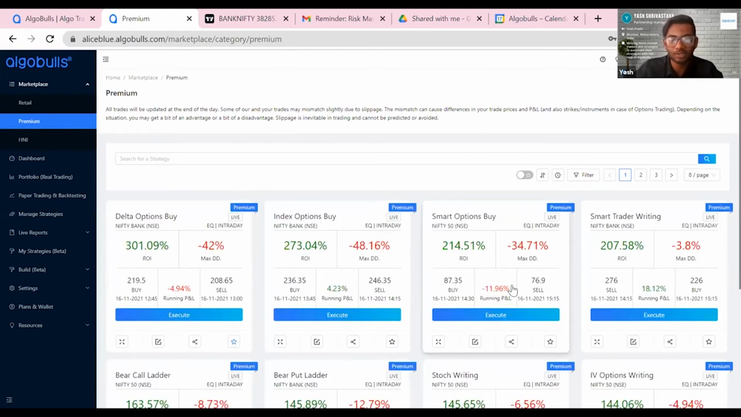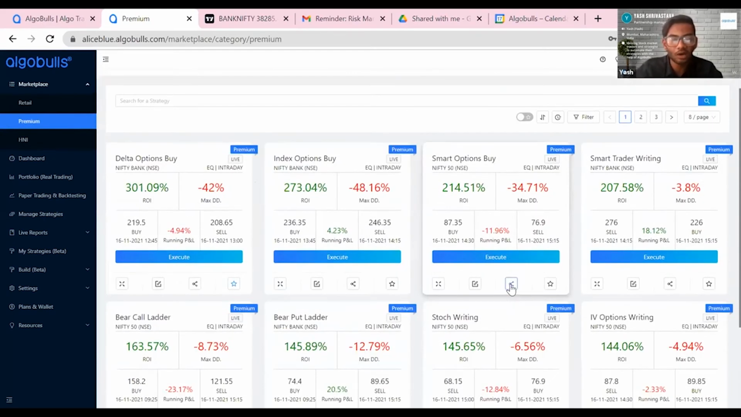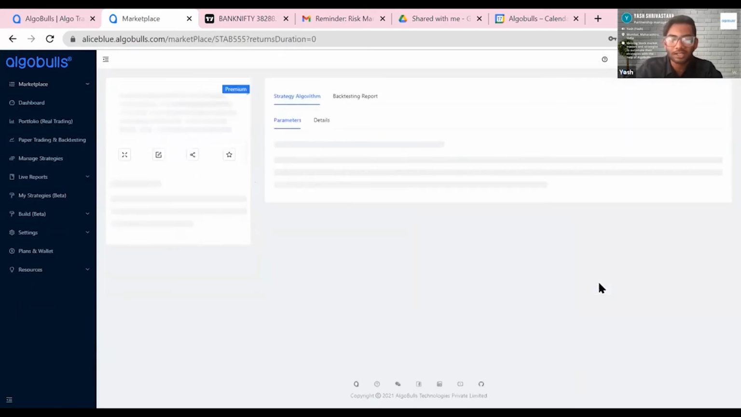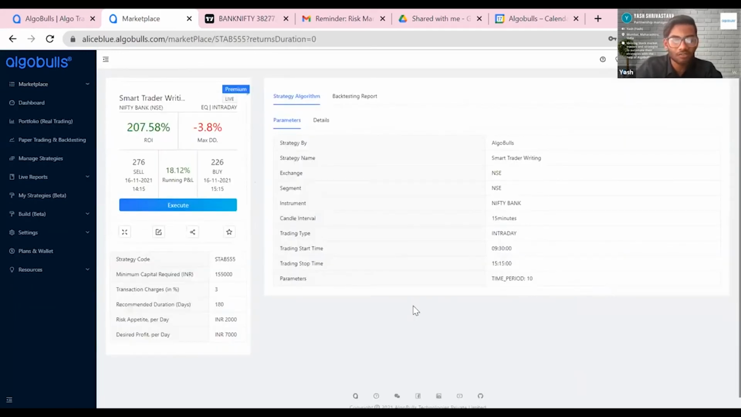I'll be showing you a strategy card and explaining how the risk is managed for the strategy and how everything is performed in the strategy. I'll be taking you through the Smart Trade Writer strategy, which is developed by AlgoBulls itself. The moment you expand the strategy, you're going to find end-to-end information about it.